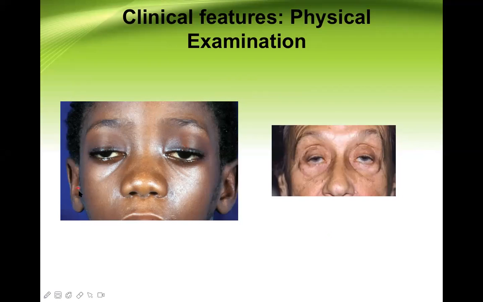And look at the facial expression here. The facial expression tells us everything. This boy is not showing any facial expression. It looks like a blank type of face. So he is already having weakness of the facial muscles as well. Now this is an older person who is also having bilateral ptosis, a typical type of presentation.